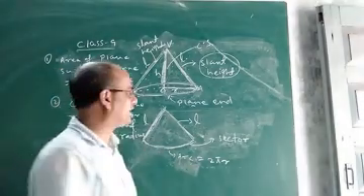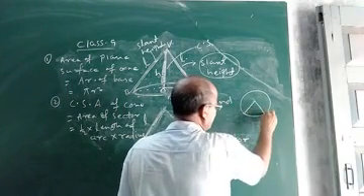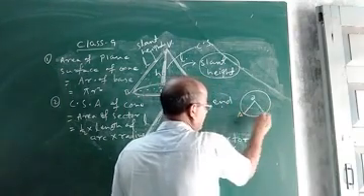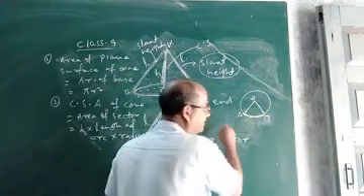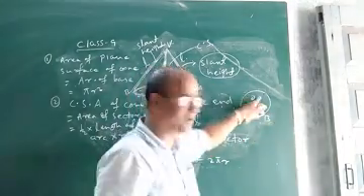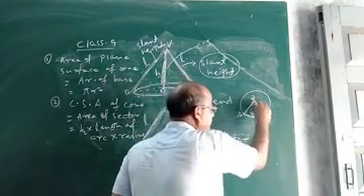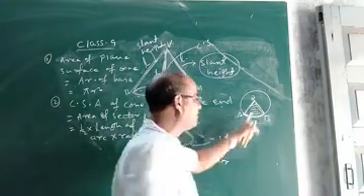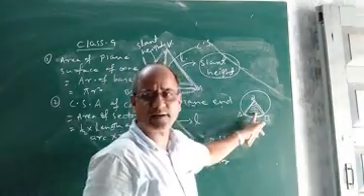One more thing I should say, what is a sector? Look at this figure, O, A, B. These two are radii of the circle and this is an arc. Between these two radii and this arc, whatever region is enclosed, that is called a sector.